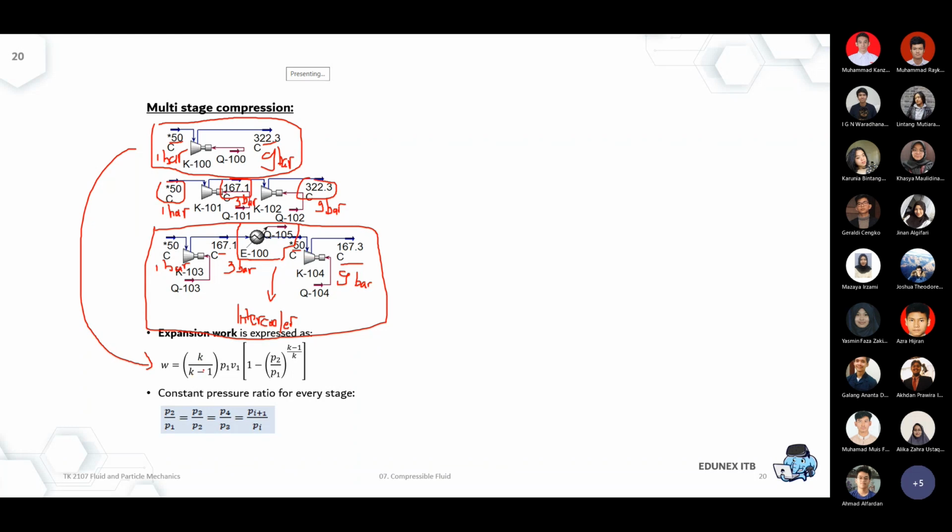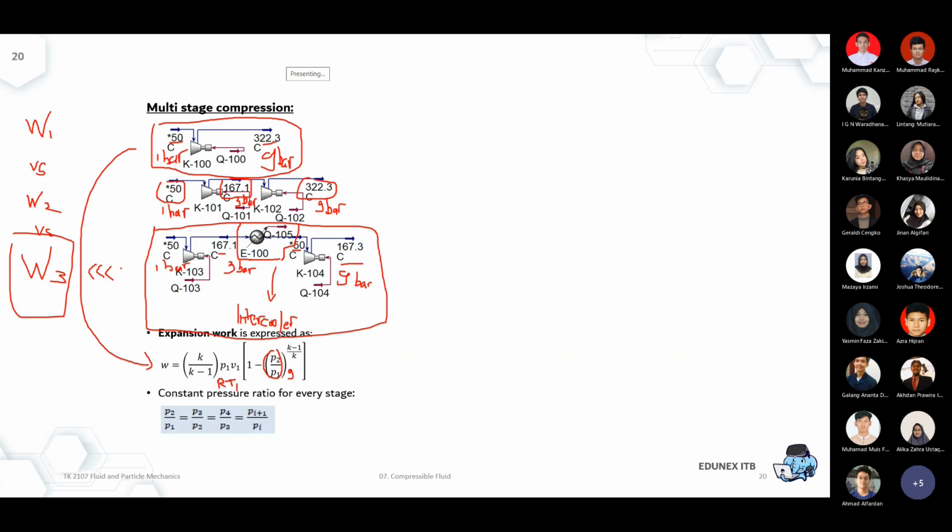K per K minus 1 or gamma per gamma minus 1, P1 V1 or RT1, then 1 minus P2 per P1 to the power K minus 1 per K. For a single stage, this P2 per P1 becomes 9. So if we compare the total work of approach 1 versus work 2 versus work 3, this should be the lowest.